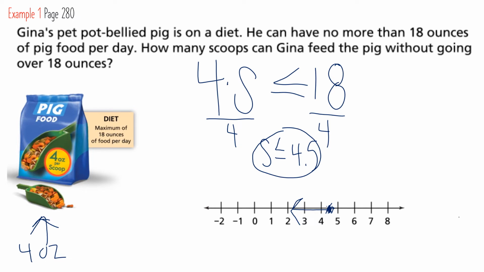Now, real quick. This arrow is pointing to the left, but she can't feed him negative food. That would be like taking food out of him. I guess that would be like making bacon. Am I right? Anyway, so I'm going to say that it also has to be more than 0 because she has to feed him a little bit.